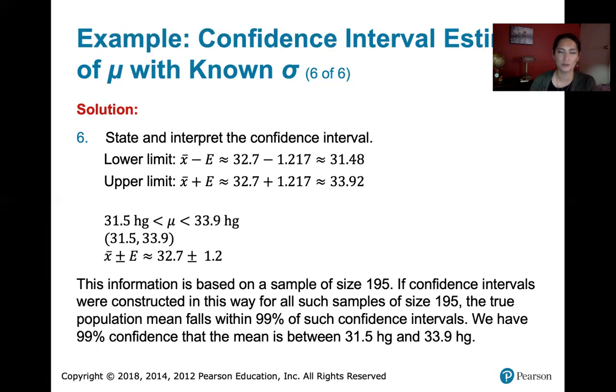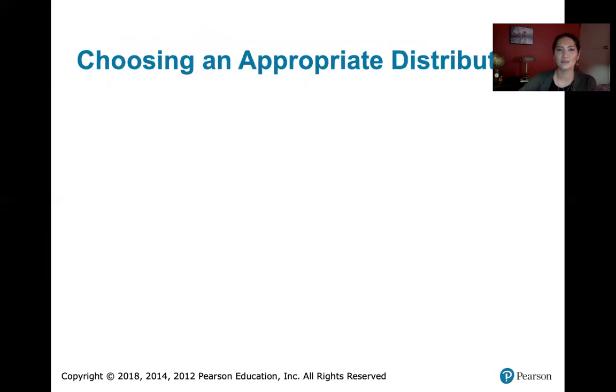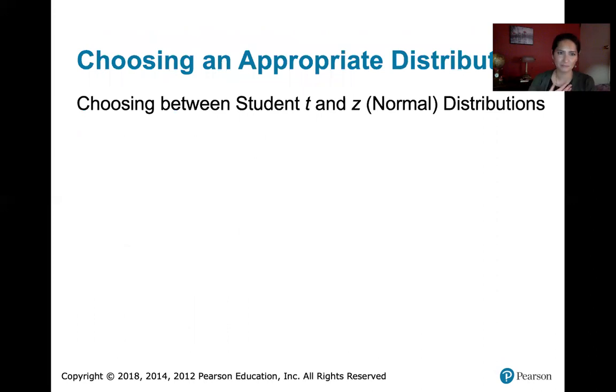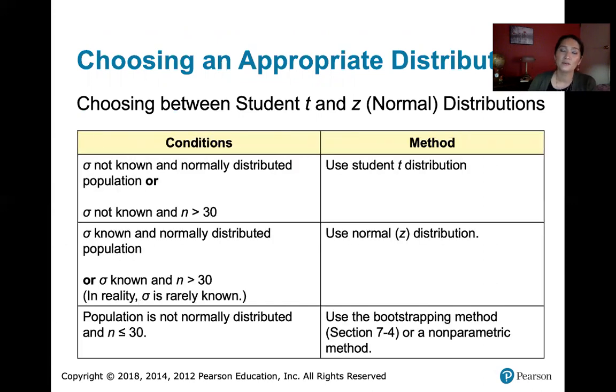Okay, so sometimes students get confused at this point and they're like, when am I supposed to use the z-scores? When am I supposed to use the t-scores? That's what this last slide is about. You're trying to decide between the student t-distribution and the z, or standard normal distribution. If you don't know your population standard deviation, and most of the time we don't, you have to use the student t-distribution.